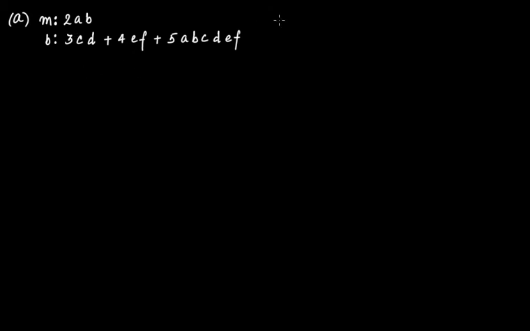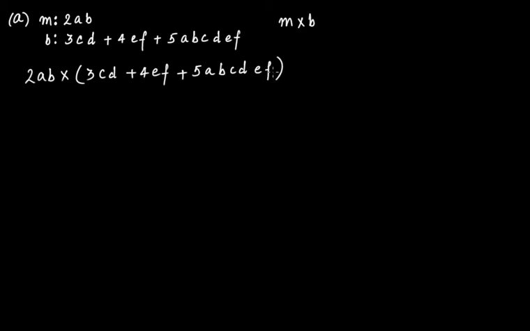Okay, so same thing you are going to use here. Here you have the monomial 2ab, and then you have the trinomial 3cd plus 4ef plus 5abcdef, right? 2ab means 2 multiplied by a multiplied by b. 3cd means 3 multiplied by c multiplied by d, and so on and so forth. abcdef means a multiplied by b multiplied by c multiplied by d multiplied by e multiplied by f.